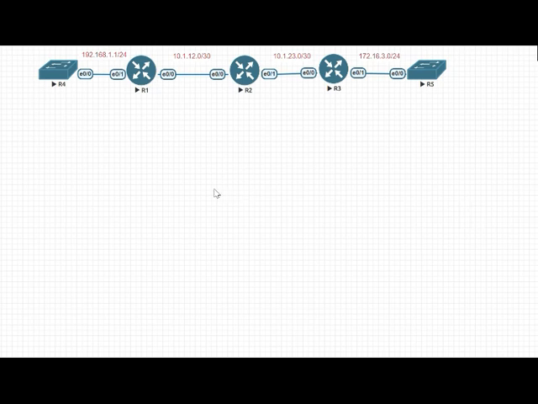So kita dah create satu network here, 192.168.1.1 untuk interface ni. So 1.0 lah network. And between router 1 and router 2, the subnet is 10.1.12, and between router 2 and 3, the subnet is 10.1.23, while the next subnet is 172.16.3/24.